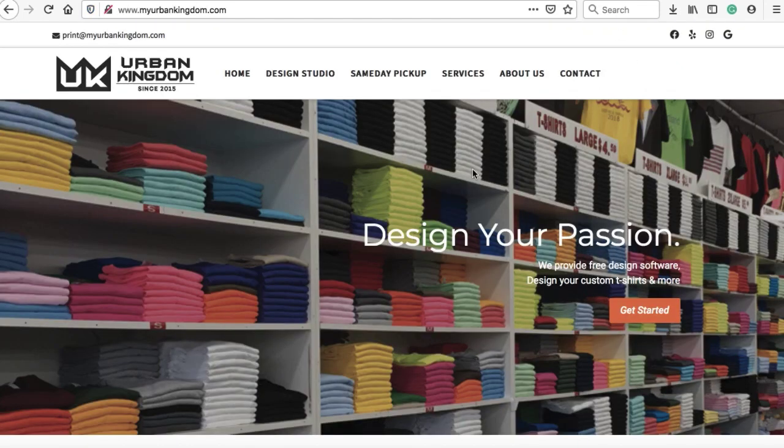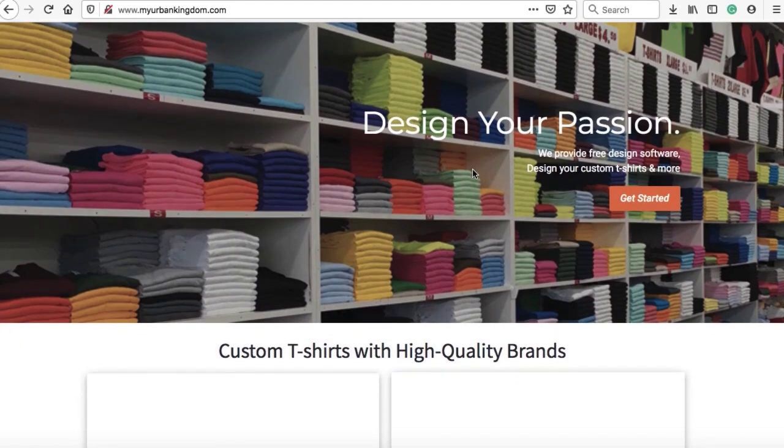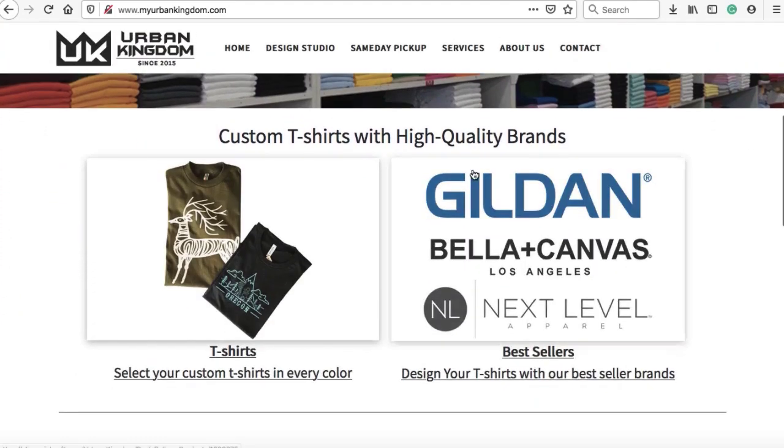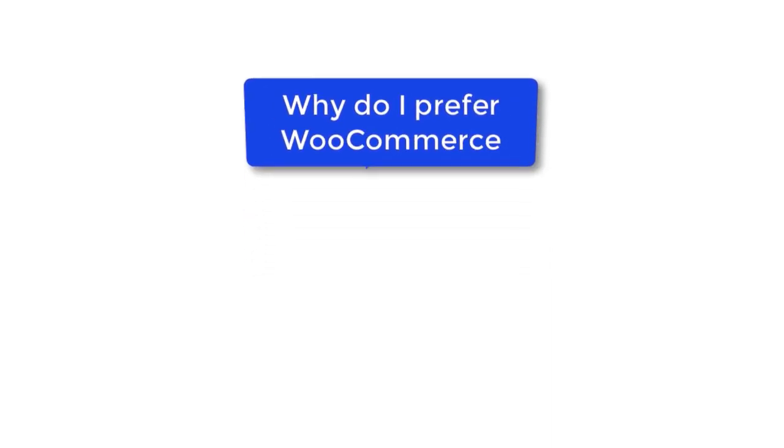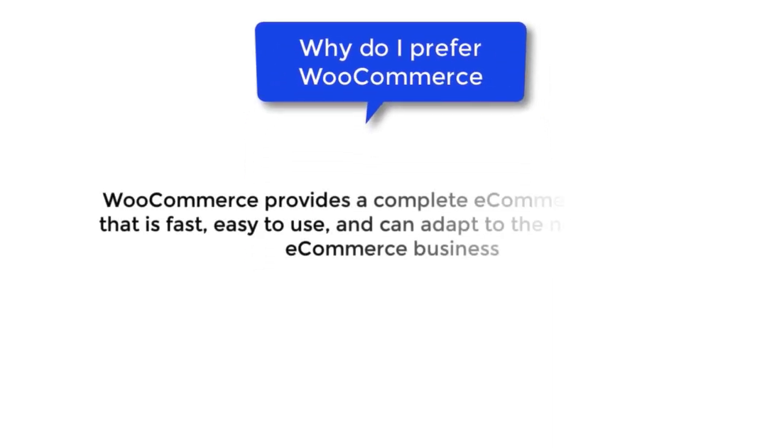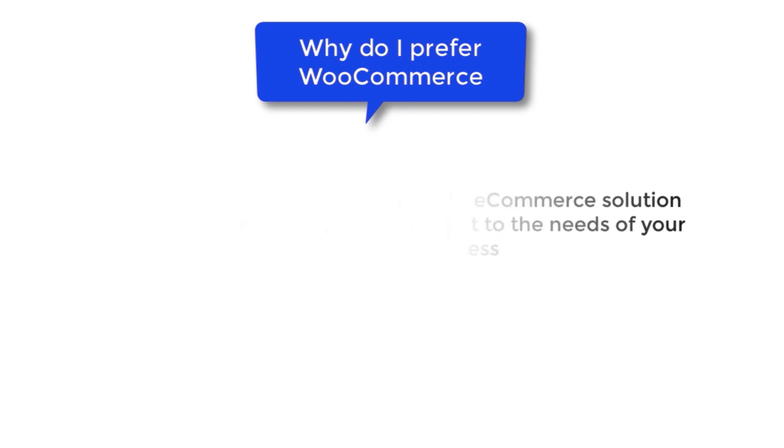There is another website, myurbankingdom.com, and they are selling custom t-shirts online to their customers. People can jump onto their website, design their t-shirts online and then place the order by making the online payment. So WooCommerce is really amazing. The simple answer why I choose WooCommerce is that WooCommerce provides a complete e-commerce solution that is fast, easy to use and can adapt to the needs of your e-commerce business. So let's go ahead and integrate this WooCommerce plugin into your WordPress website.